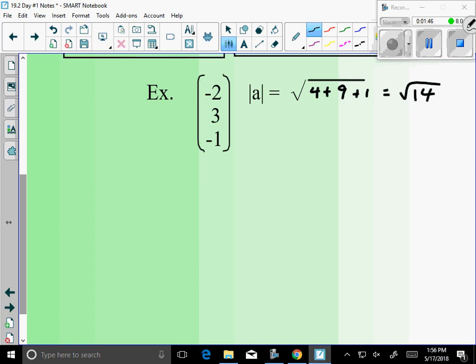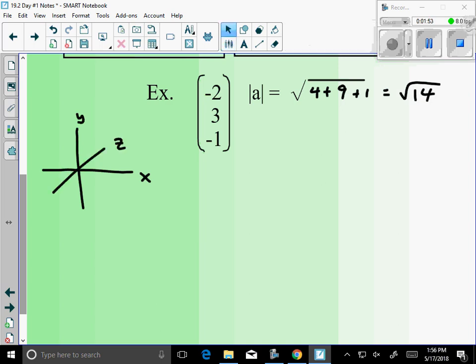Let's see if we can visualize this. Here's your x-axis, y-axis, your z-axis. I'm going to move left 2 units, up 3 units, and away from us 1 unit. How about that? So as this point, this vector coming out of the origin moves left 2 units, up 1, 2, 3 units, and away from us 1 unit.